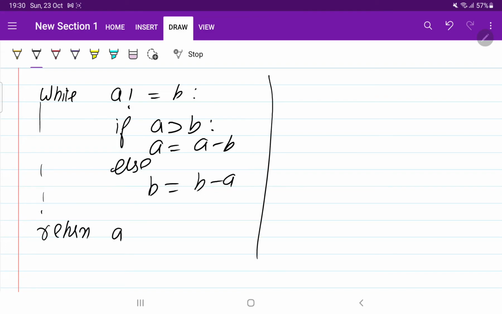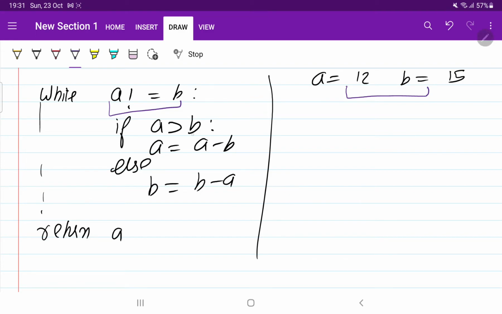Okay, now what is this logic? I will tell you the logic. Suppose here we have A equal to 12 and B equal to 15. Now it will check the condition whether A and B are equal or not. No, they are not equal. So we will enter the while loop. We have written the condition that A and B are not equal. Yes, A and B are not equal, which means this condition is true, so we will enter the while loop.